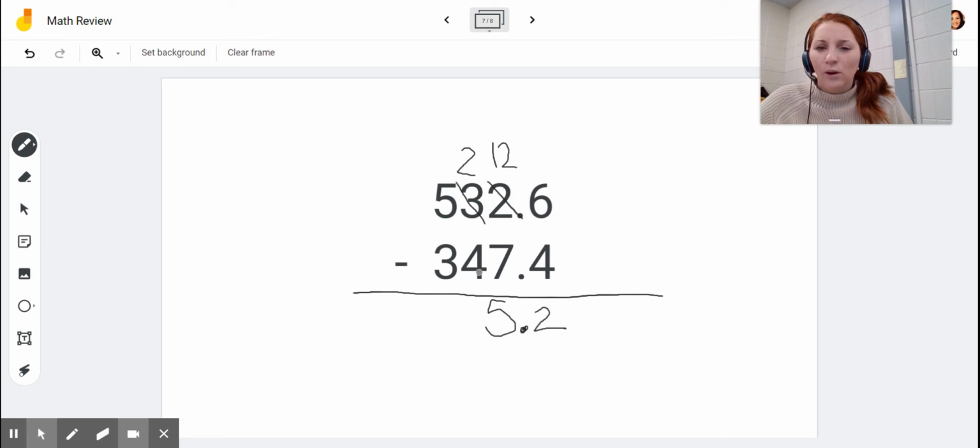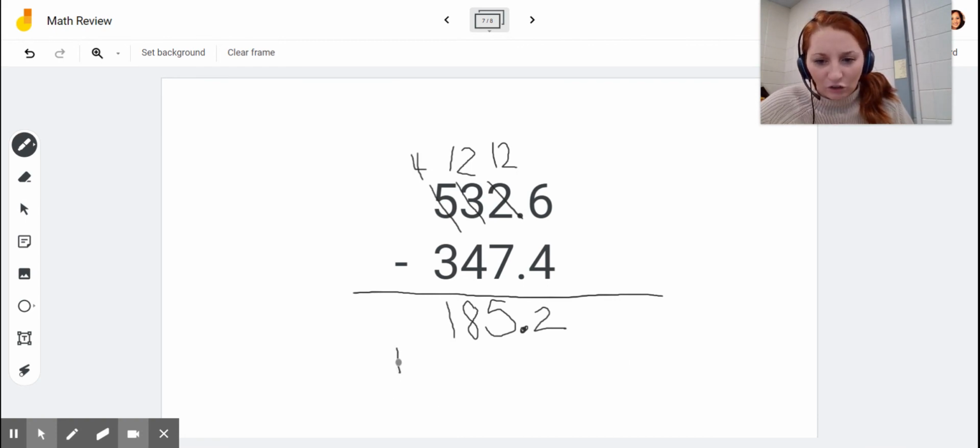2 minus 4 is impossible. I've got more on the floor. I got to go next door. My 5 becomes a 4. My 2 becomes a 12. 12 minus 4 is 8. 4 minus 3 is 1. So I get 185.2 as my difference.